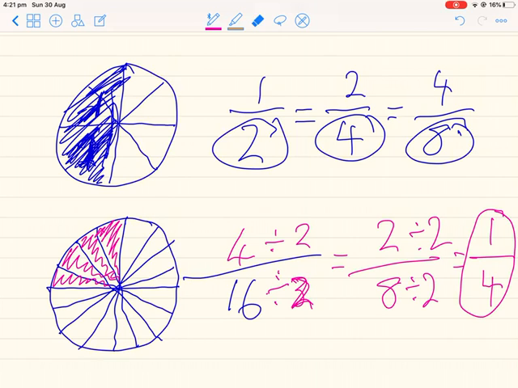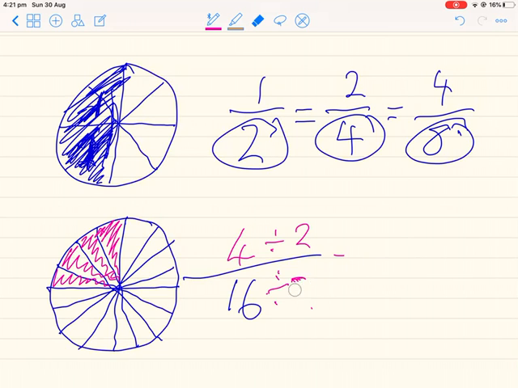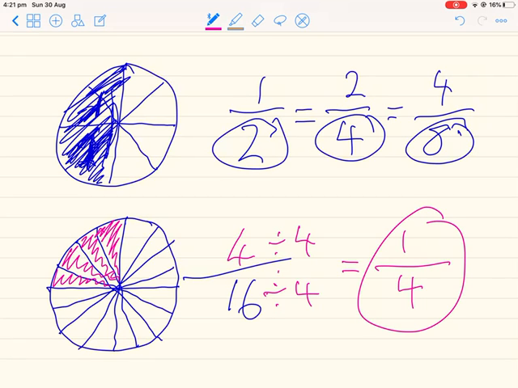A simpler way to do this, and you guys know your times tables, so just looking at the number, you should be able to see that actually 4 goes into 4 and 4 also goes into 16. So what I'm going to do is divide this by 4, and I'm going to divide 16 by 4, because whatever I do to the top, I do to the bottom. So 4 divided by 4 is 1, 16 divided by 4 is 4. We come to the same answer really quickly if we know our times tables.